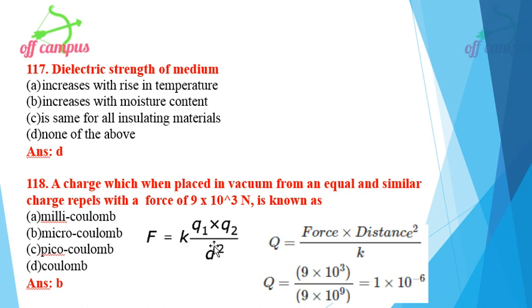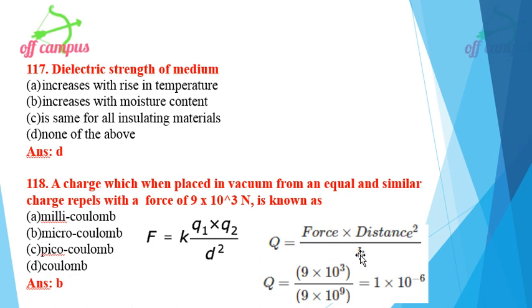Q equals force into distance squared divided by K, by cross multiplying. What is the force here? Substituting all the values, 9 into 10 power 3, divided by K. What is the K value? K equals 1 by 4 pi epsilon, and we have one constant value for that K, which is nothing but 9 into 10 power 9.